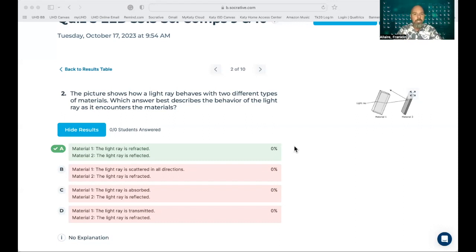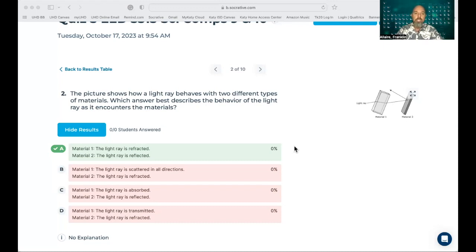This would be like a window. The windshield of your car, the windows of your car, the windows of your house, light is being transmitted. It is not being bent, it is not being scattered or anything like that. And that's a good thing. We want to be able to see out of the windows of our houses. We want to be able to see through the windows of our cars.